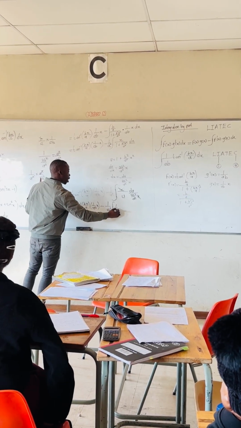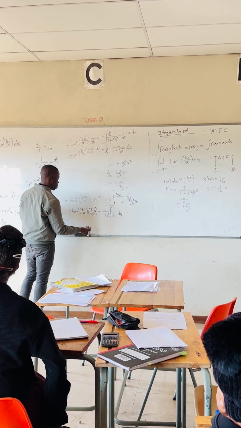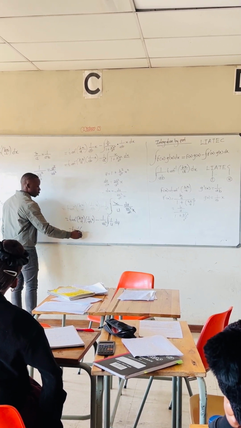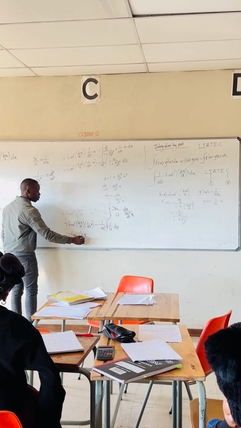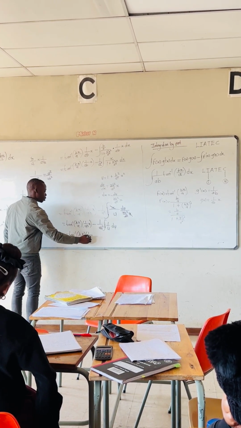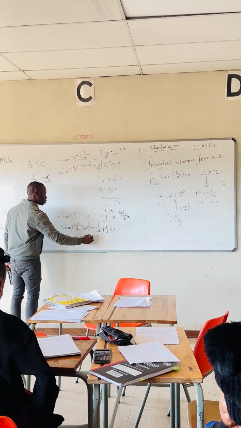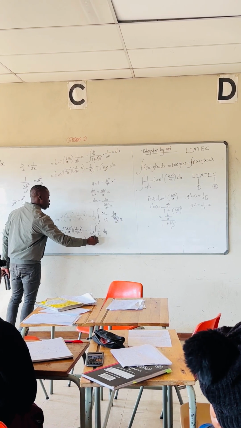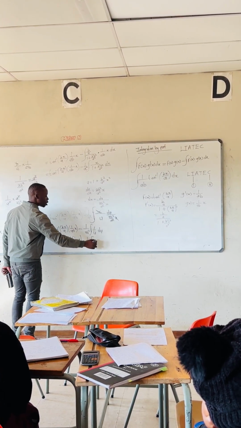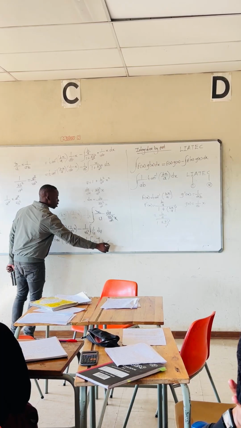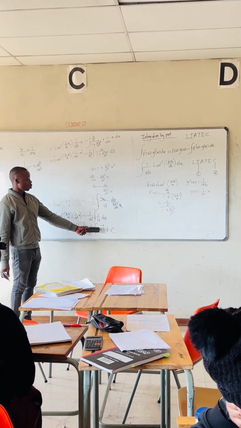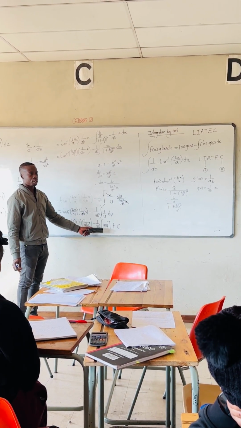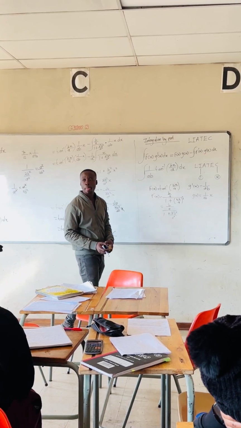Then lastly, we have 1 over u. What is the integral of 1 over u? This constant remains the same, then we open up brackets. This is ln u plus c. So at the end of the day, we're going to replace the value of u because we know what the value of u is. Any question?